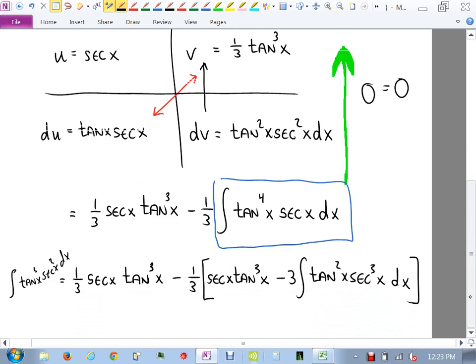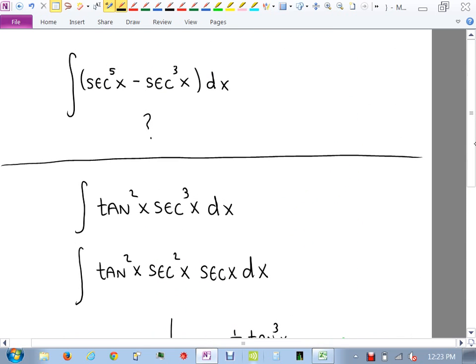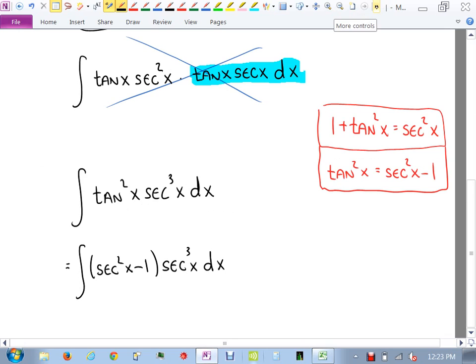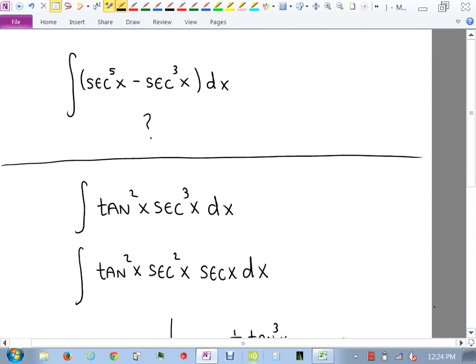I'll offer this, since this is a made-up problem and there's a way to it. I'll offer it as bonus. You like bonus? Okay, I'm not going to take the rest of the day to do the rest of that. Secant to the 5th minus secant cubed.